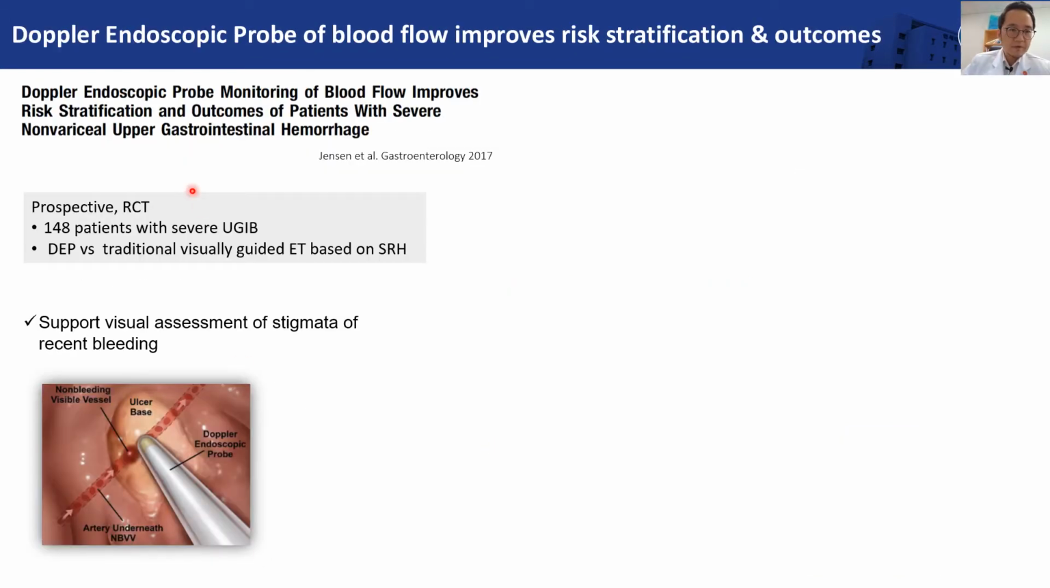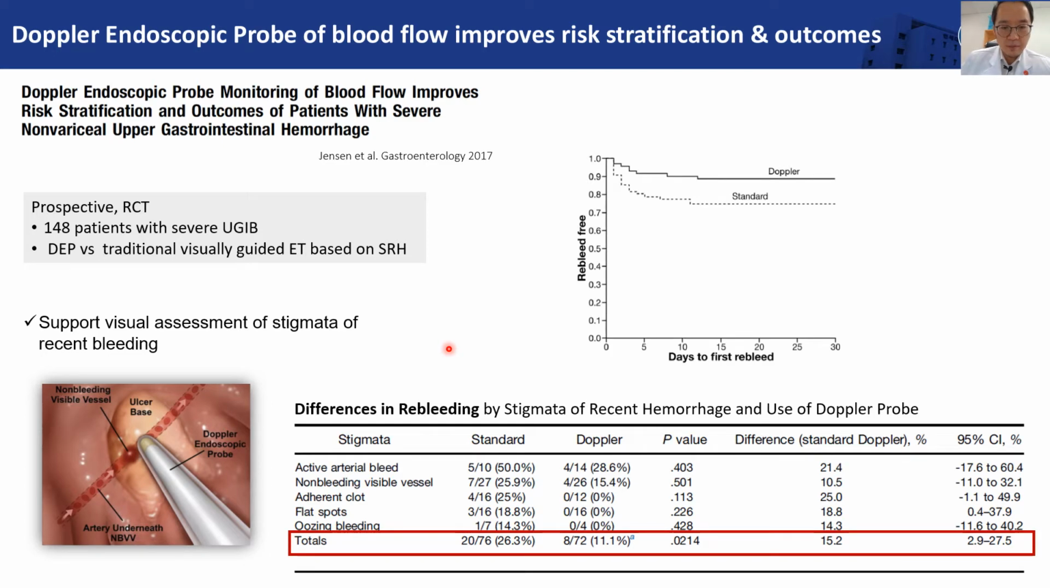So first, the Doppler endoscopic probe. This study was published 3 or 4 years ago in Gastroenterology. It's a prospective RCT trial that enrolled 148 patients with severe upper GI bleeding. They divided two groups using the Doppler versus traditional visually guided endoscopic therapy based on SRH. As you can see in the result, the Doppler group has an even lower rebleeding rate because we can target in more detail using the Doppler.